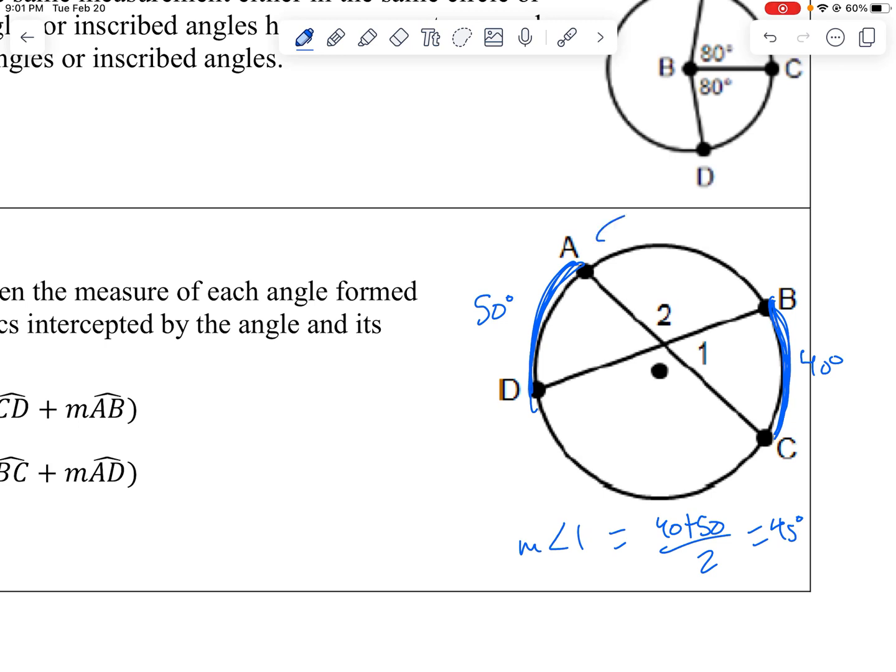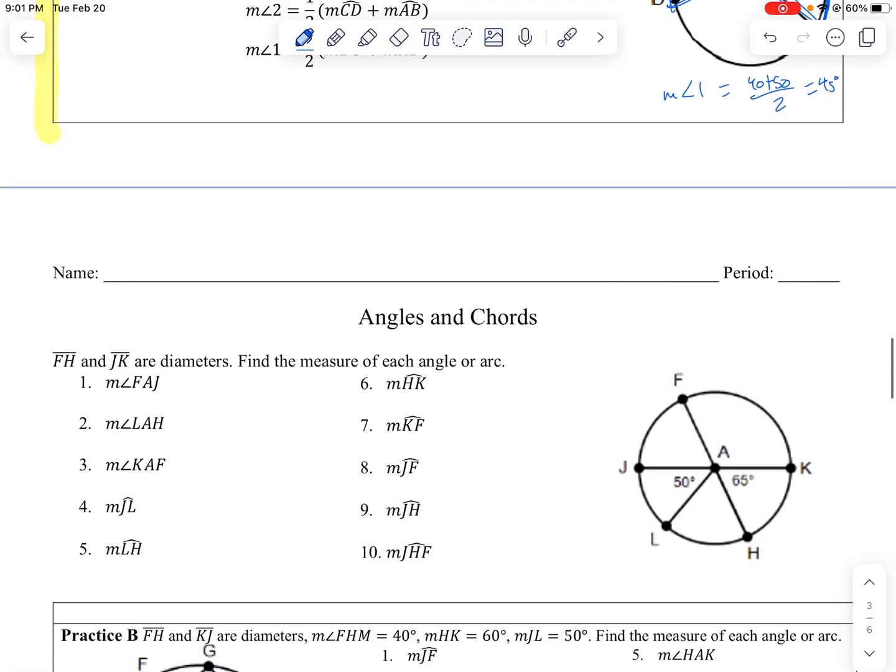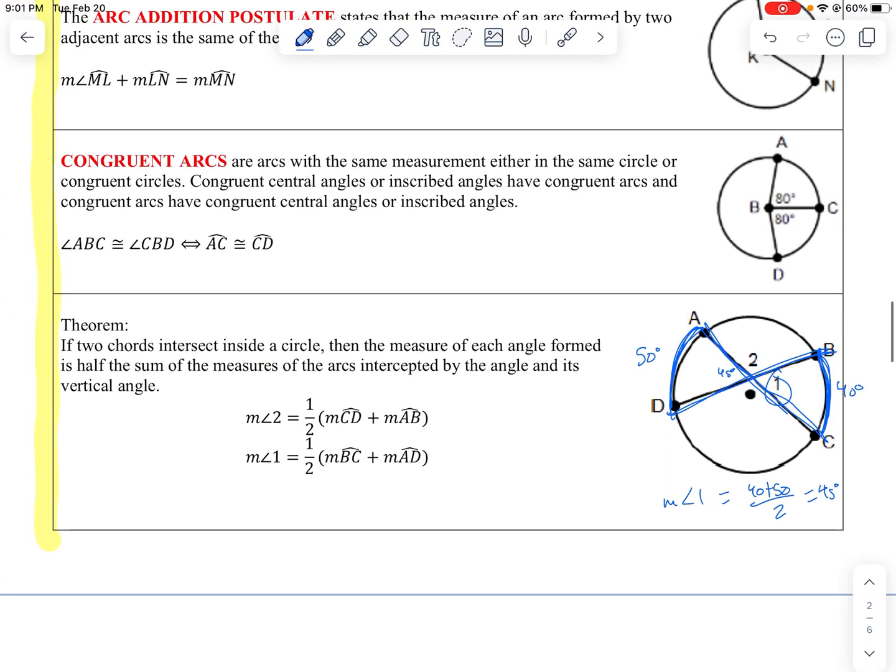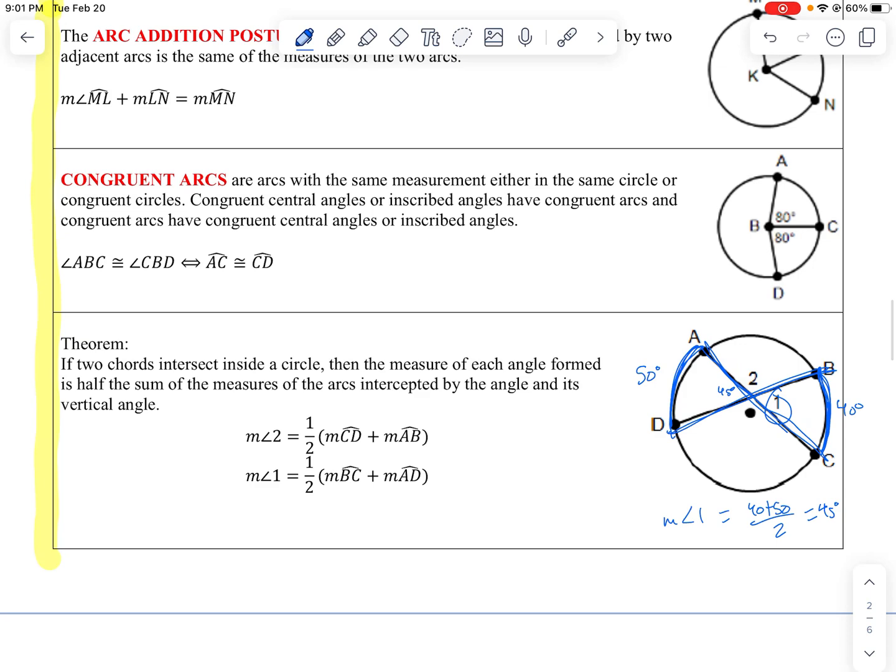And the same thing up here. If you know these two arc measures, you can add them together, divide by 2, and that gives you how big angle 2 is. I do want to mention that hopefully you haven't forgotten that vertical angles, which we have here, are guaranteed congruent 100% of the time. So if you know angle 1, this one's also the same. This is also going to be 45, given these numbers that are here. And then I think we're done with our theorems right now.